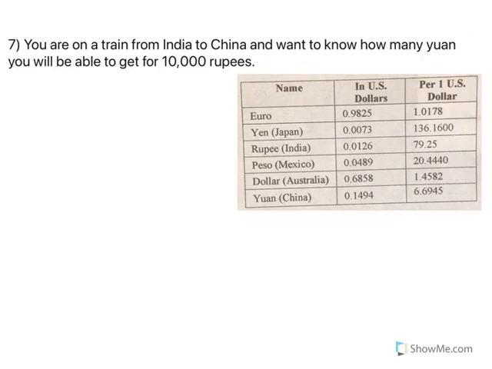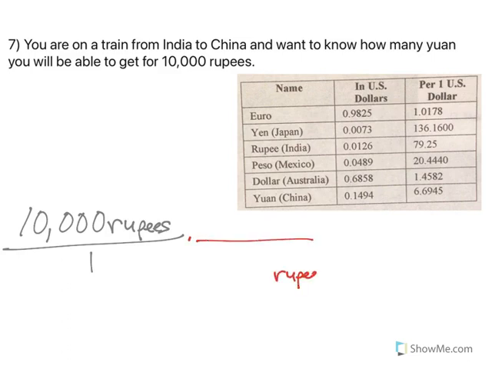Number 7. I love this problem. You're on a train from India to China, and you want to know how many yuan you'll be able to get for 10,000 rupees. Okay, so I start with 10,000 rupees. I don't have rupees to yuan on here, but I can go from rupees to US dollars. So that's in US dollars. So I go find my Indian rupee here.